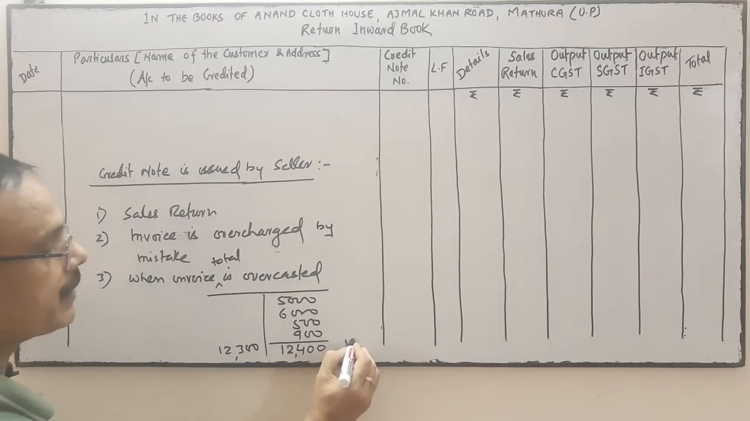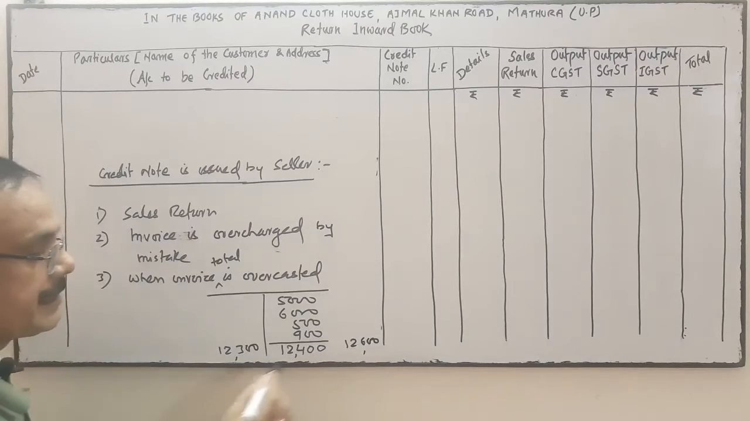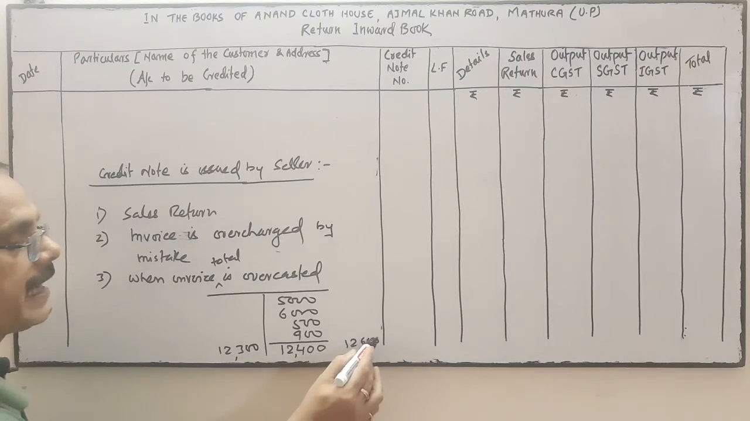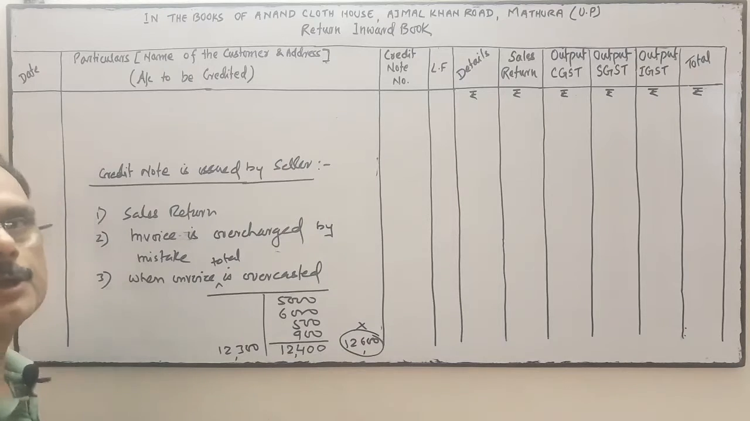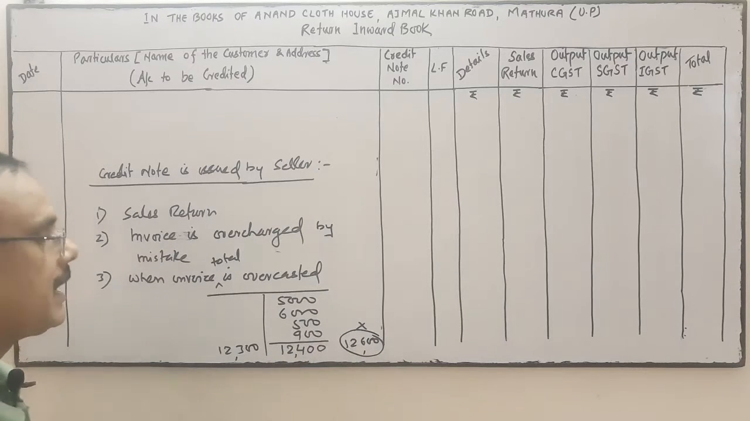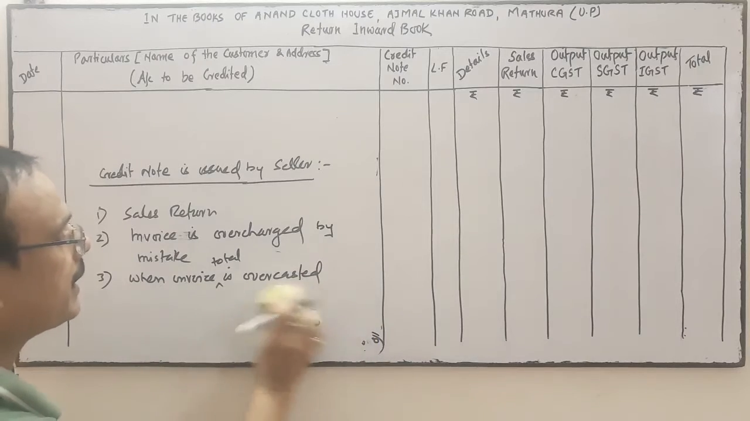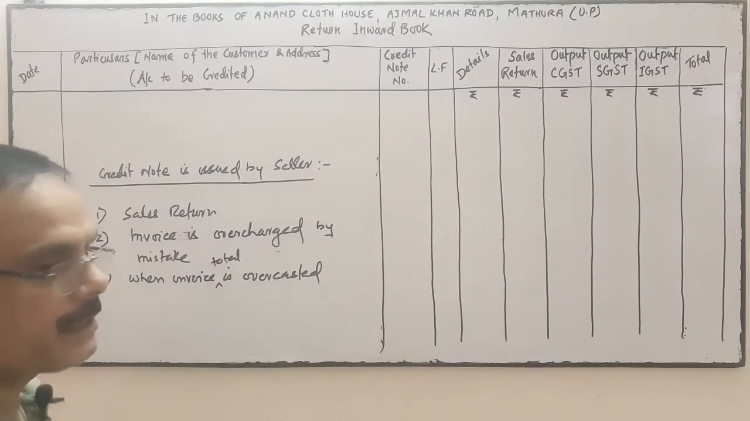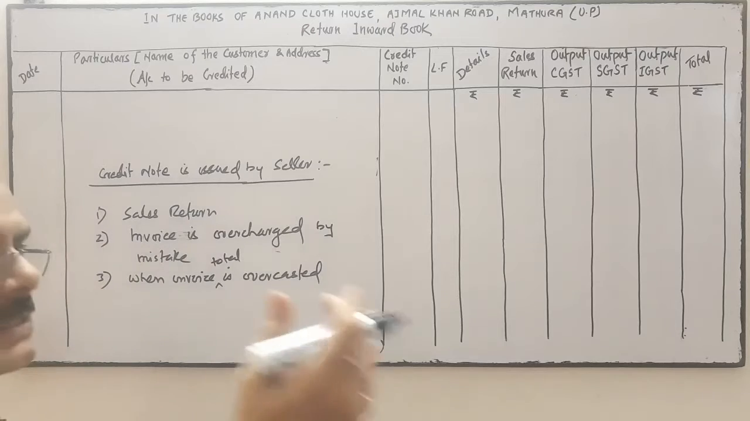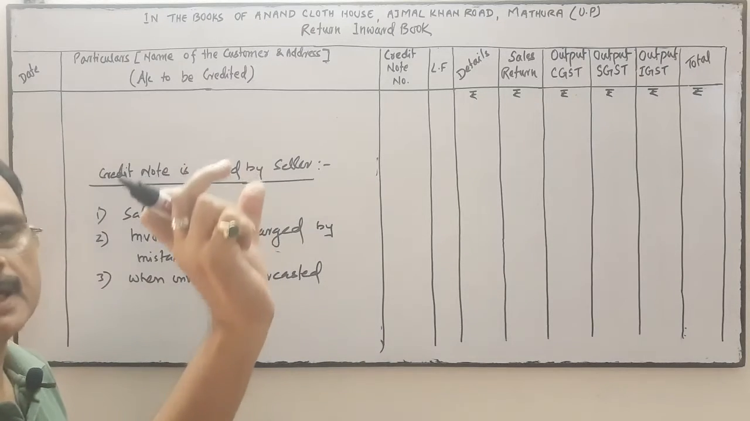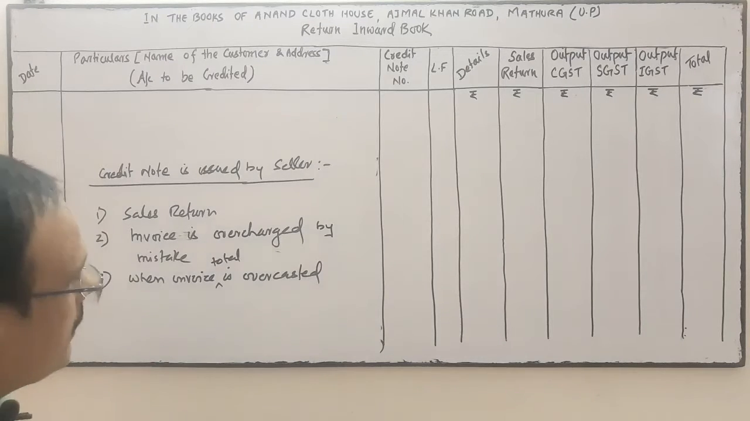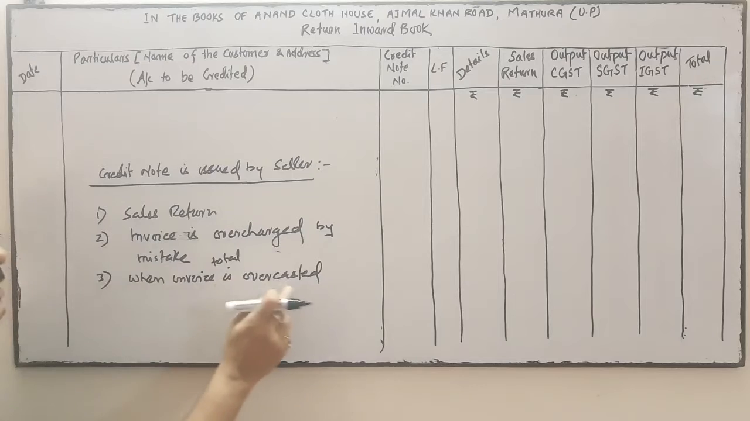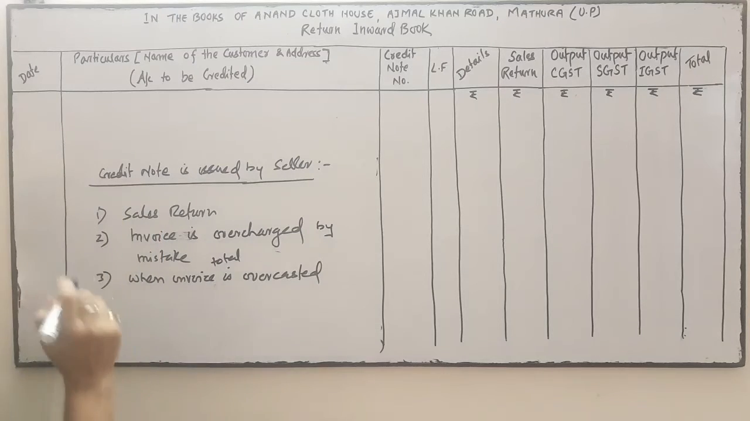And if the total is 12,600 instead of 12,400, then we say that this is the wrong total. Then we say that it is overcast by 200. This is called undercast and overcast. When the total is more than the actual total, we say that it is overcast by this much amount. And when it is less, we say that it is undercast by this much amount. So when the invoice total is overcast, then also we issue the credit note.